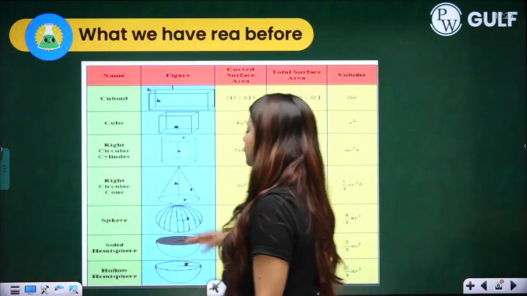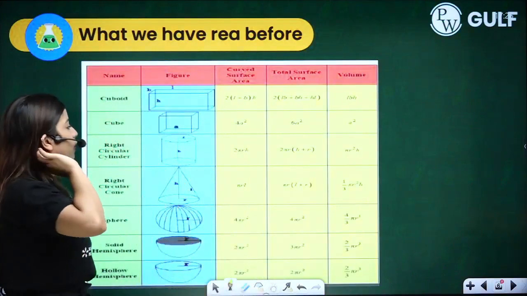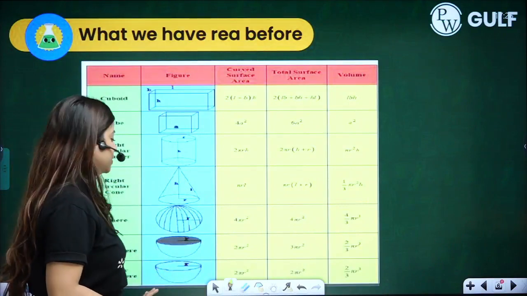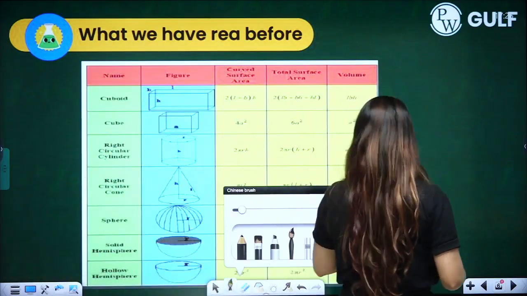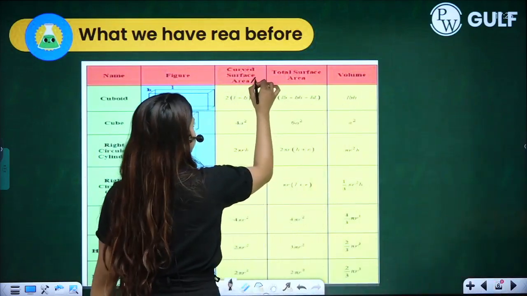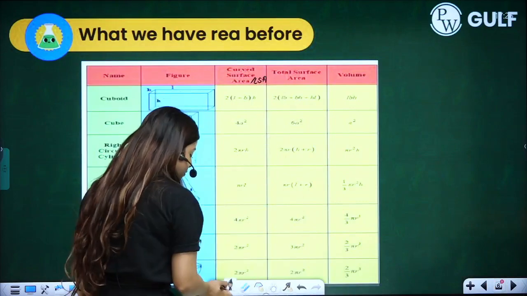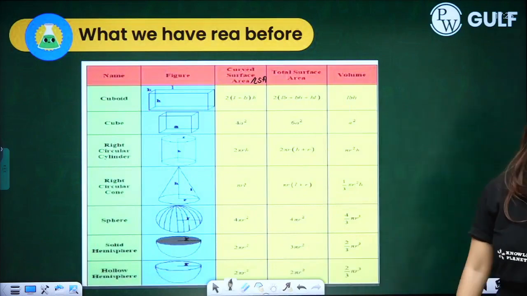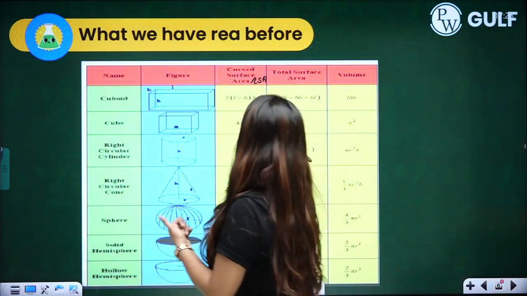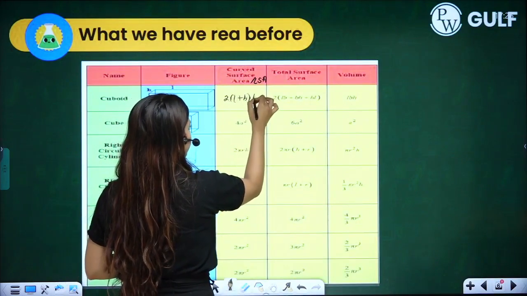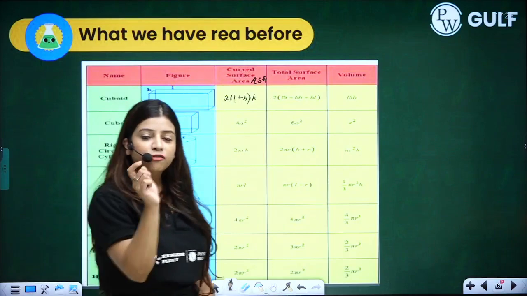Now these are particularly the formulas that we have done for cuboid, cube, cylinder, cone, sphere, hemisphere and hollow hemisphere. So let's just quickly recap it. The curved surface area, we can say the lateral surface area too, right? We can say the curved surface area and we can say the lateral surface area too. So the cuboid has a lateral surface area of 2 into (L plus B) into H. That means twice of length plus breadth. Let me just write this for you.